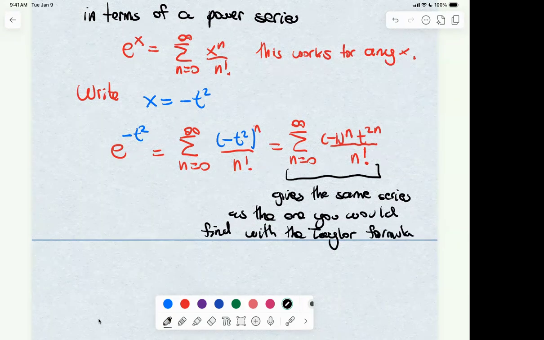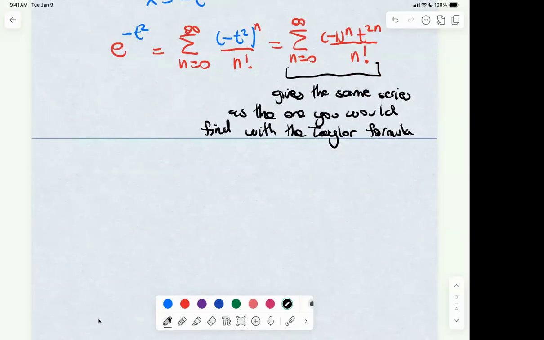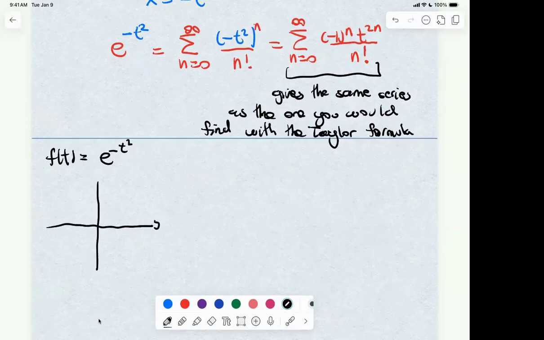Yes, it's like the Gaussian integral kind of. Right, actually, that's why I'm writing it as well. So if you graphed f of t equals e to the minus t squared, that does give you this bell curve, what people know as the Gaussian, right? It's symmetric about the t-axis, and it looks like this.